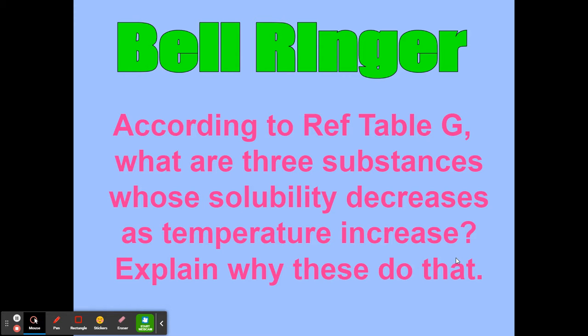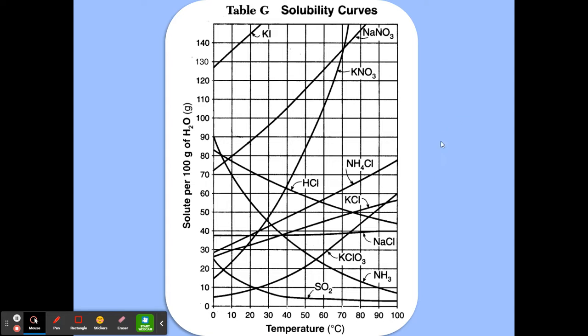So if you look at reference table G, this is reference table G. Three substances whose solubilities decrease as temperature increases, with temperature increasing to the right: things that go down as you go to the right would be HCl. There'd be this line right here, which is NH3, and then this line right here, which is SO2. So HCl, NH3, and SO2 are all gases.